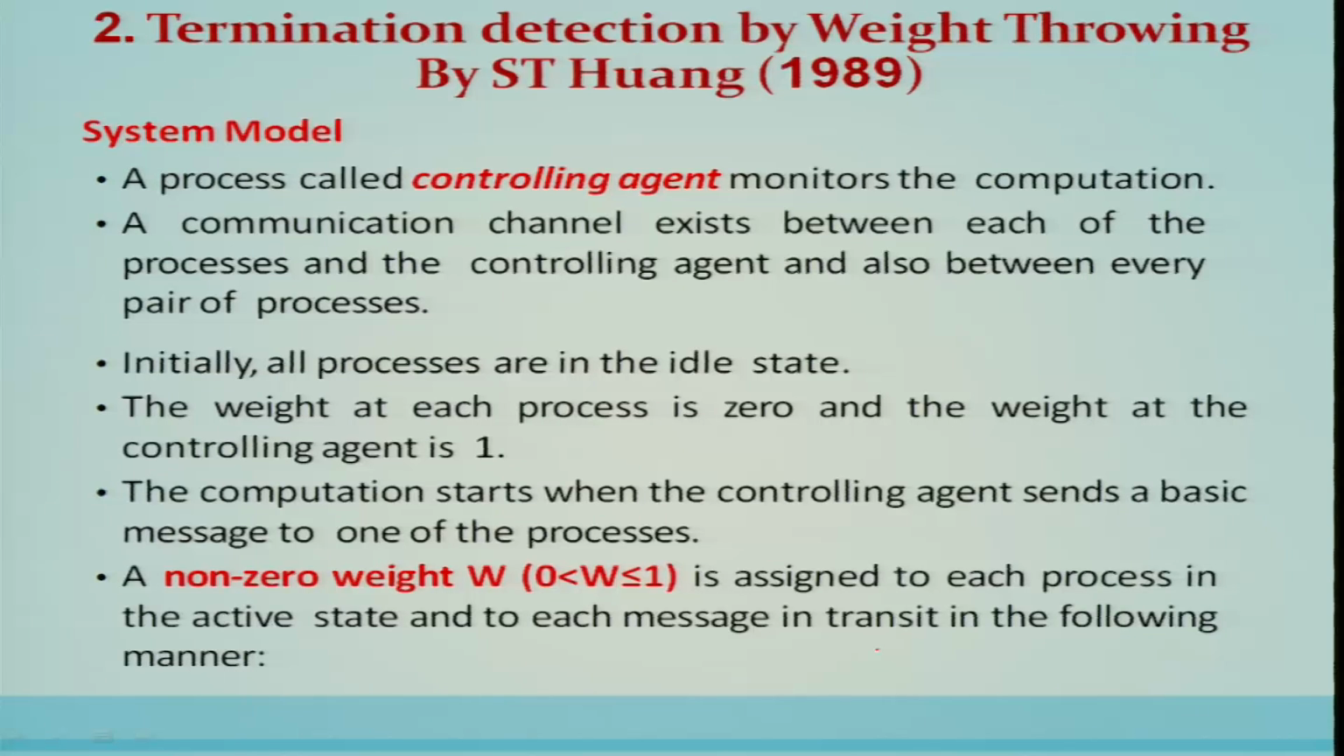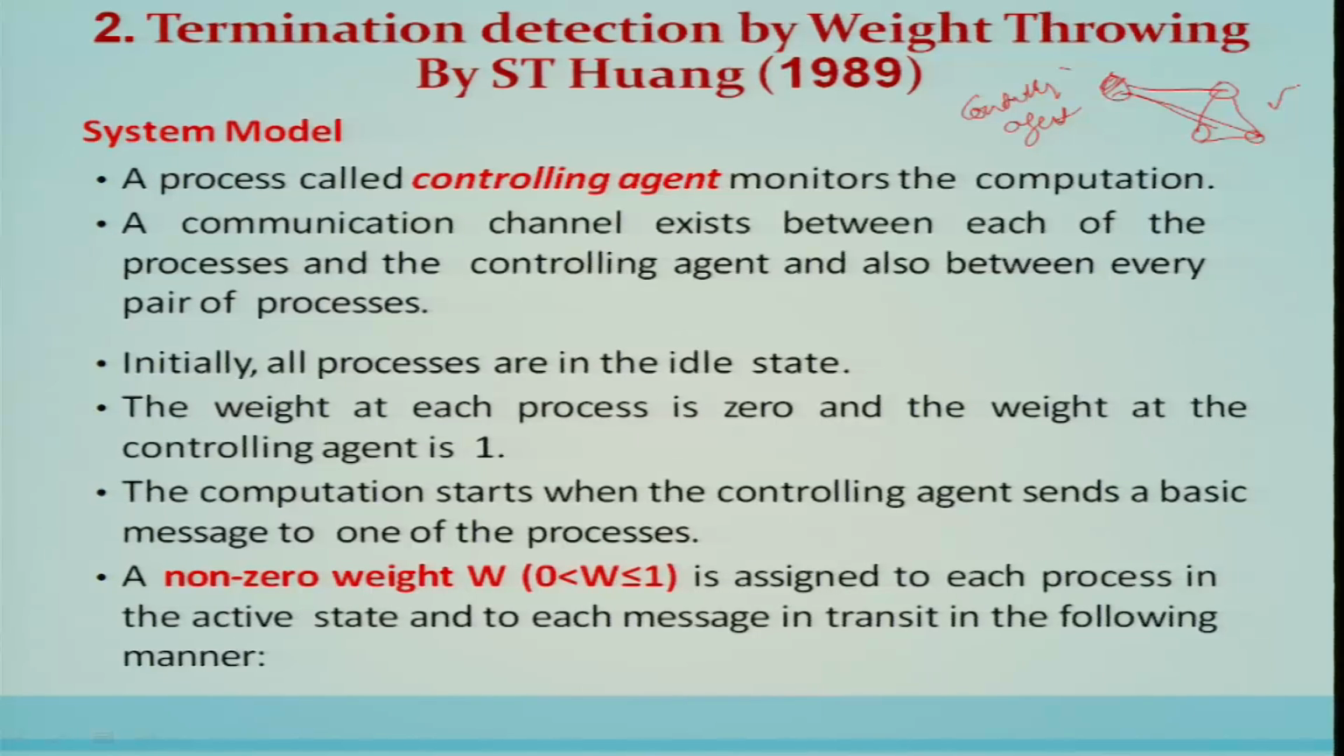So we will first understand the system model which is used in this algorithm. A process called the controlling agent monitors the computation. So let us say this is the computation model and this is the controlling process. It should have a connection with all other processes, and this is called the controlling agent, which will monitor the computation. A communication channel exists between each process and the controlling agent, and also between every pair of processes, that we have seen in this figure.